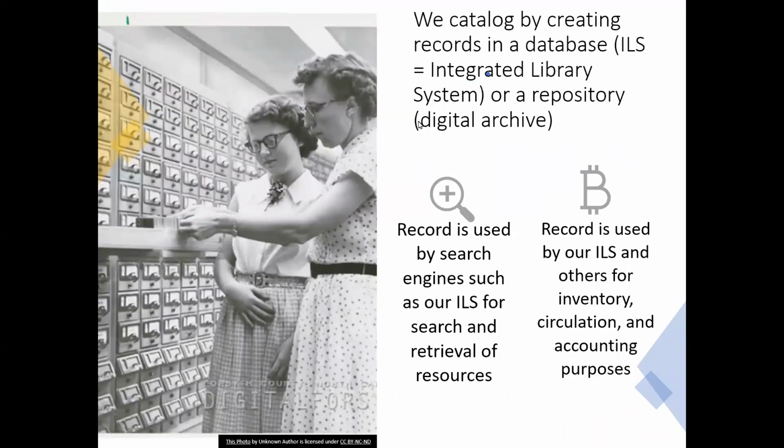How do we do this? So we talked a little bit already. We've touched on MARC just a tiny bit. We're really going to dive into it in just a minute. We create records in a database, and these databases are typically now called an ILS. And an ILS stands for Integrated Library System. And what an ILS does is it combines everything.